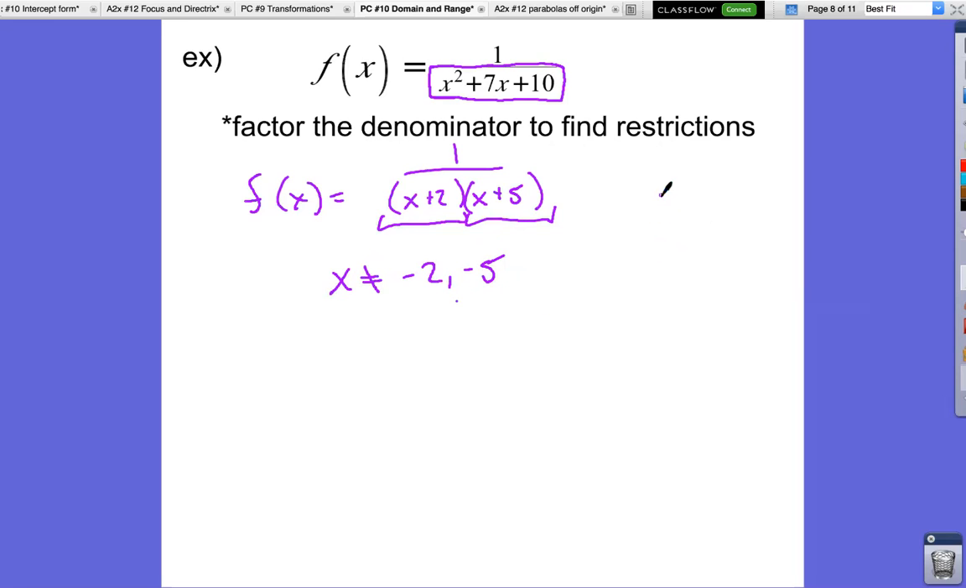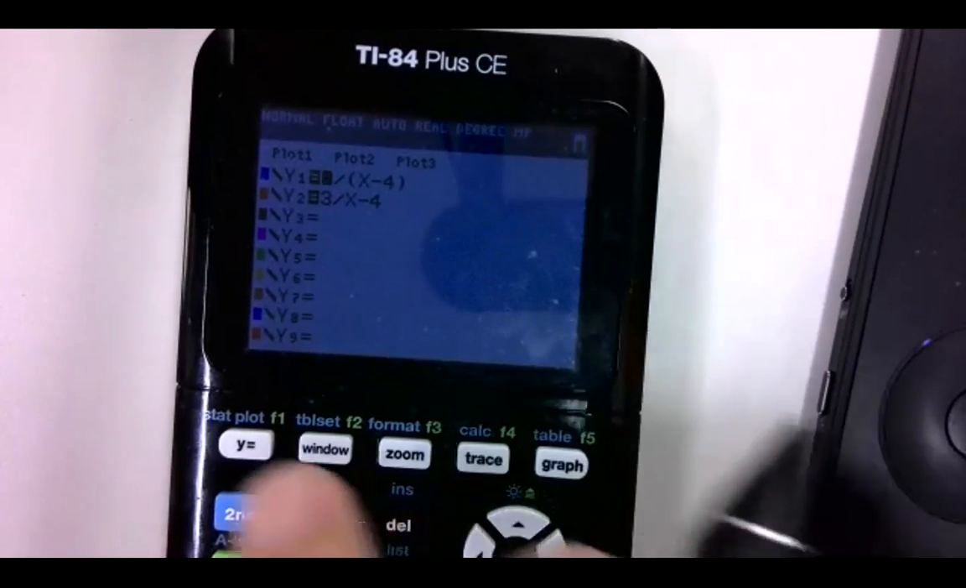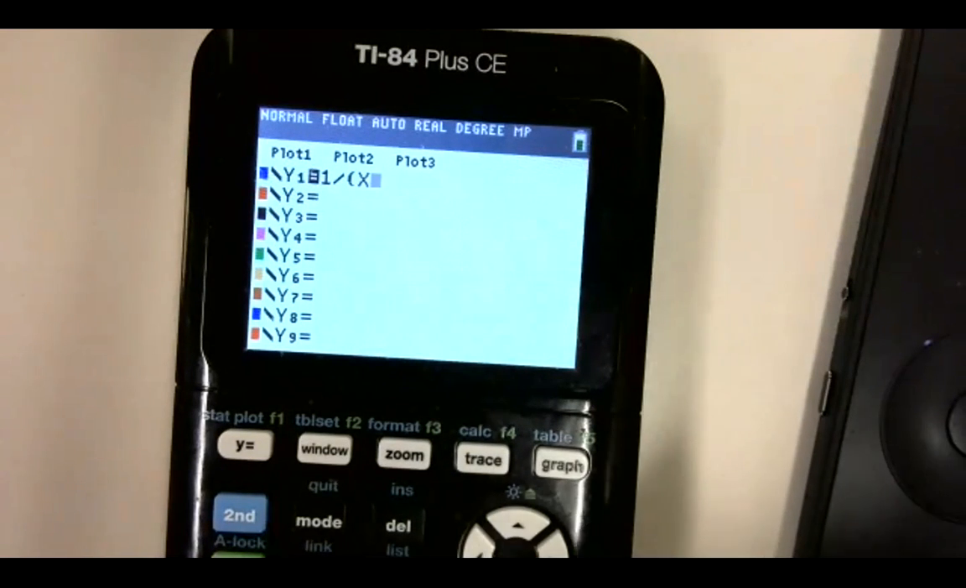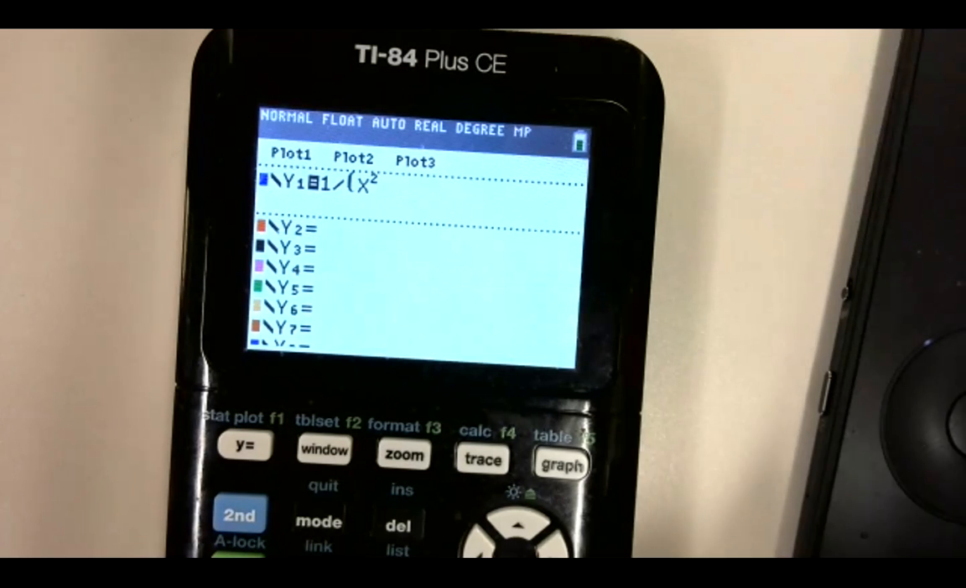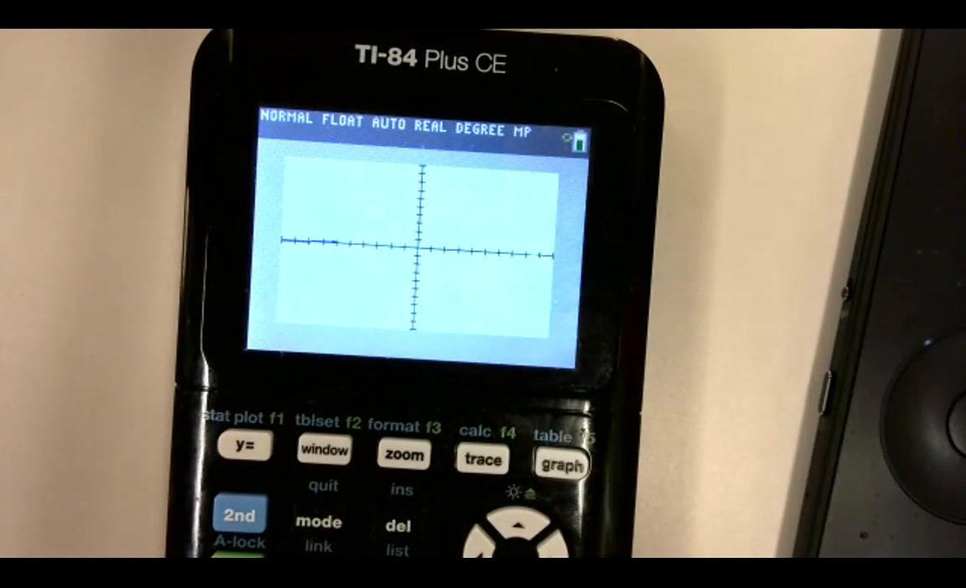So to show you what this means, if -2 and -5, well, we could always, let's just type this in. So let me stop sharing. 1 over x squared plus 7x plus 10. So 1 divided by x squared plus 7x plus 10, parentheses. Oh man, we got a lot of different stuff going on. That's kind of hard to see.